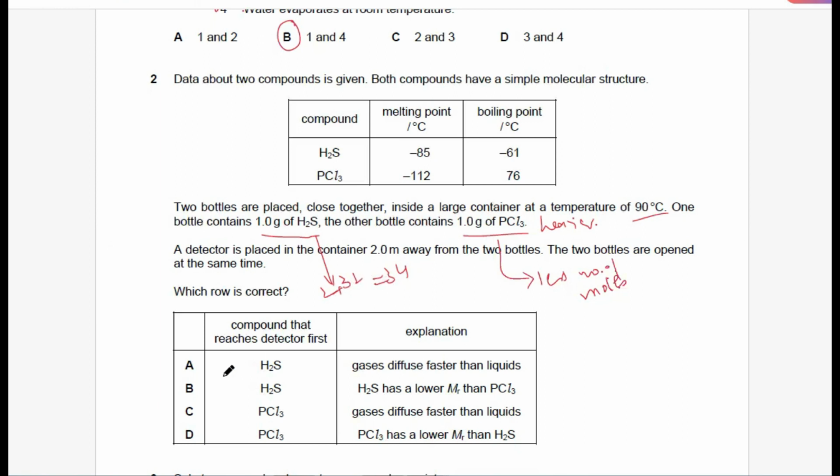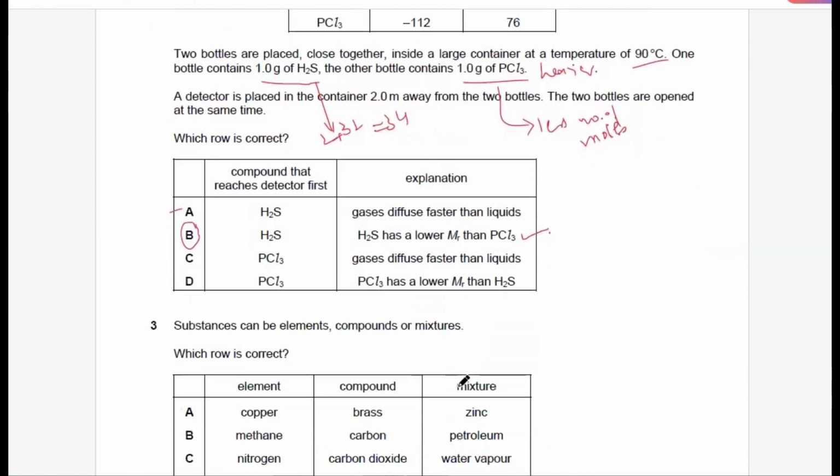As the Mr of H2S is lower, so B should diffuse faster. But we have to check maybe A or B, right? So gas diffuses faster than liquid. H2S has a lower Mr than PCl3, right? So this could be the reason, because rate of diffusion is dependent upon the temperature and the Mr of the molecule. So as the masses are the same, we have to just check the Mr of the molecules. So whose Mr is smaller, that will diffuse faster. Okay, now see the next question.